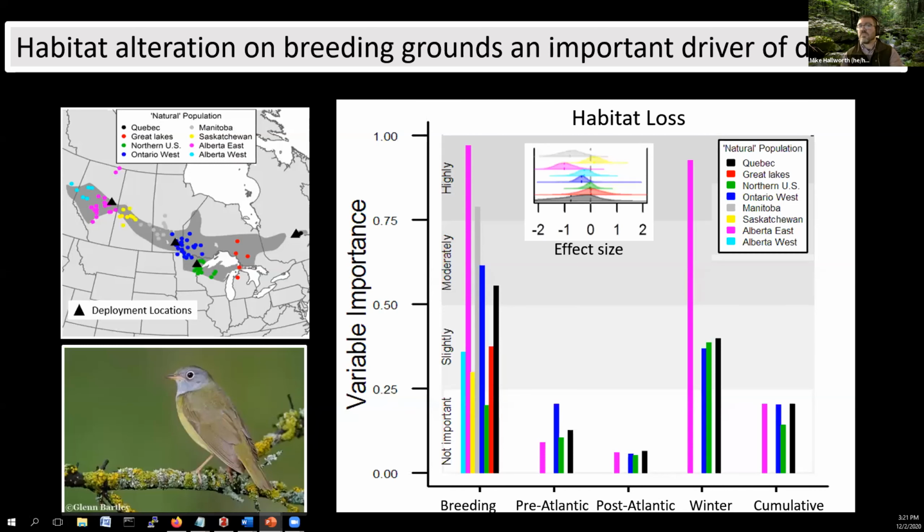And so we used a full annual cycle model where we put these parameters into a model and used a Bayesian indicator variable, which provides an unbiased estimate of variable importance within our modeling framework. And we fit a model with all the stages simultaneously so that we can evaluate the effect of each. And so what you're looking at here is the variable importance on the y-axis, and each stage is on the x-axis. So the breeding grounds, the pre-Atlantic stop, winter, and then the cumulative effect.